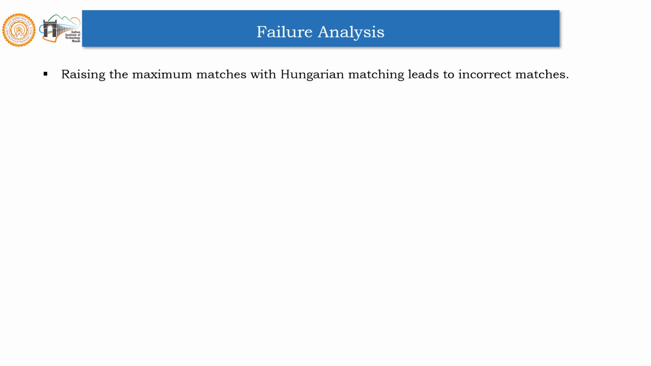One simple trick to increase the number of positive matches is to tweak the Hungarian algorithm in such a way that instead of performing one-to-one matching, it performs many-to-one matching. But this leads to incorrect matches. Let's try to understand using an example.